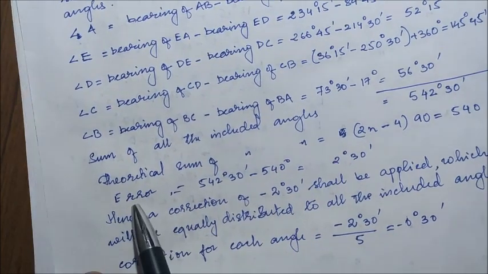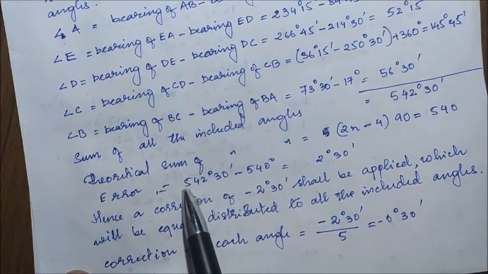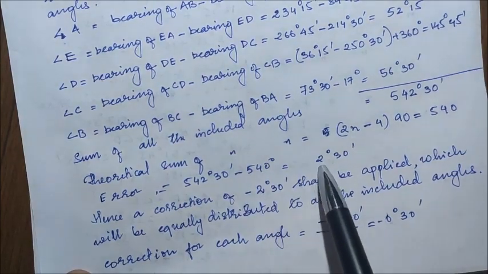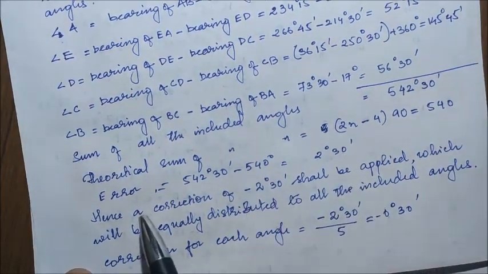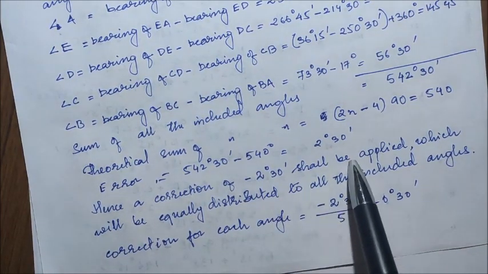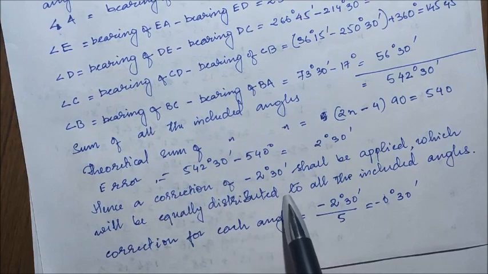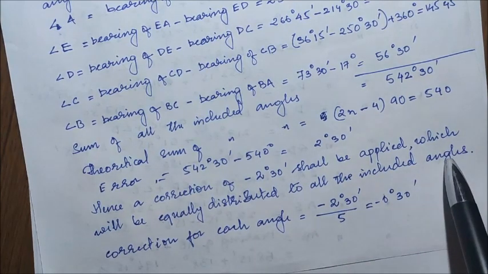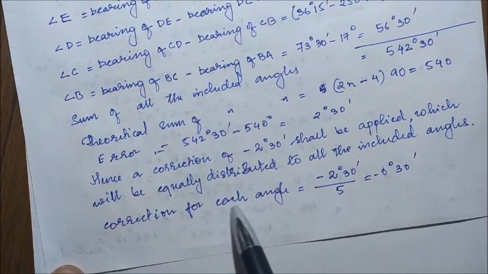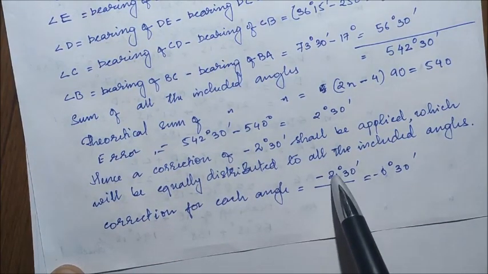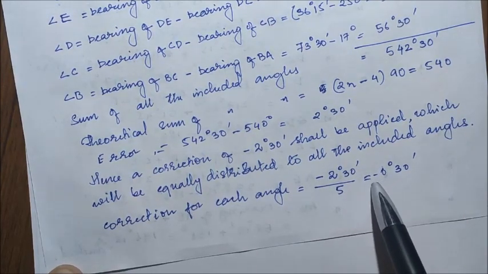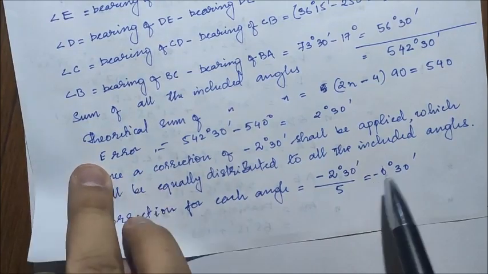Now what is the error? The amount of error will be 542 degree 30 minutes, which is the actual sum, minus the theoretical value. We will get this value. Hence a correction of minus 2 degree 30 minutes shall be applied, which will be equally distributed to all the included angles. So the correction for each angle will be given by 2 degree 30 minutes divided by the number of angles. This is equal to minus 0 degree 30 minutes.